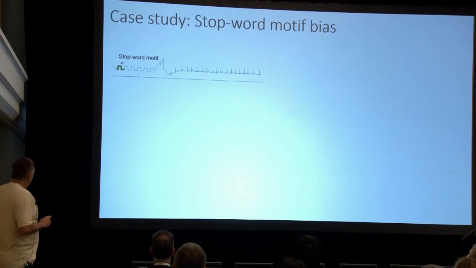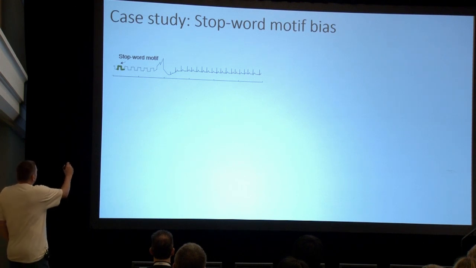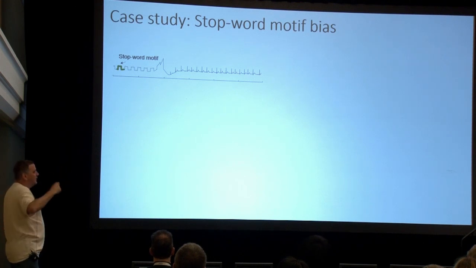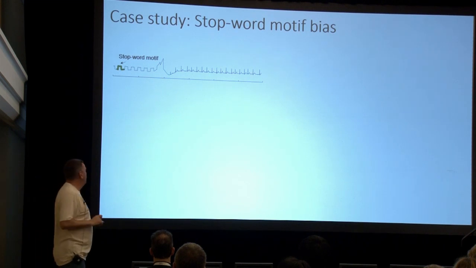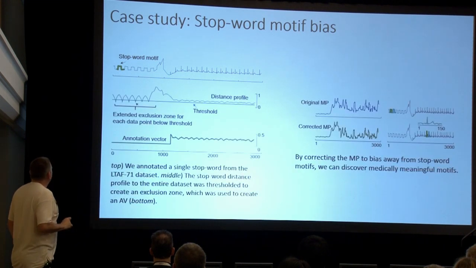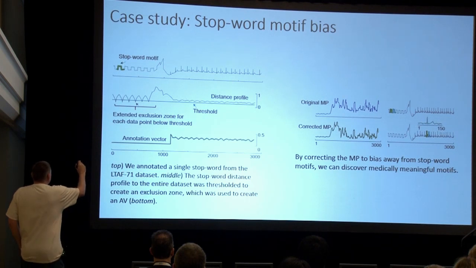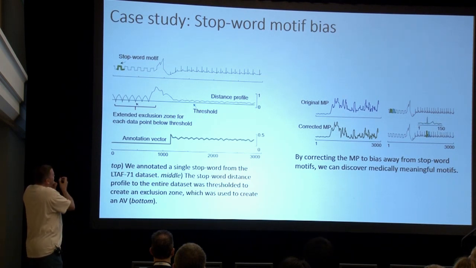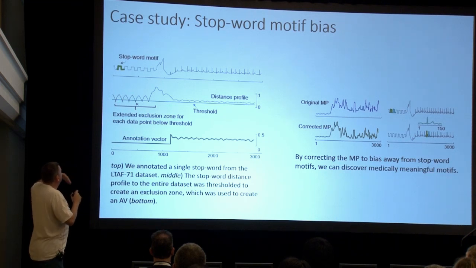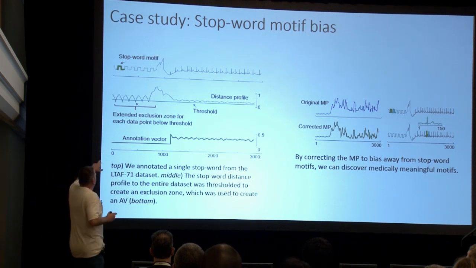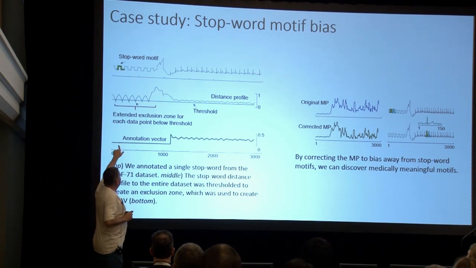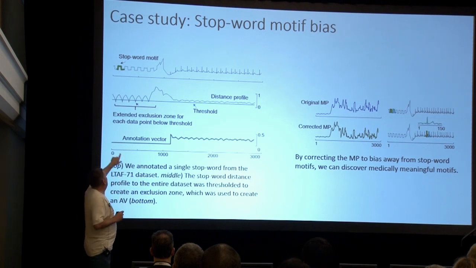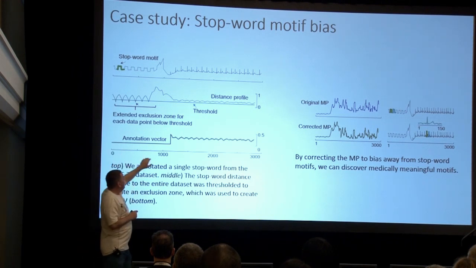Let's see our examples here. We saw this example earlier on, which is we have this stop word bias. These square waves are very boring, and they keep showing up. I want to suppress them. All I have to do is take one of these square waves and use it to find nearest neighbors, and use the nearest neighbor profile here to suppress those particular shapes. So I've done this in linear time, and I have this annotation vector here. Where it's 0, it says, don't find motifs that look like that thing there, but everywhere else is reasonable.